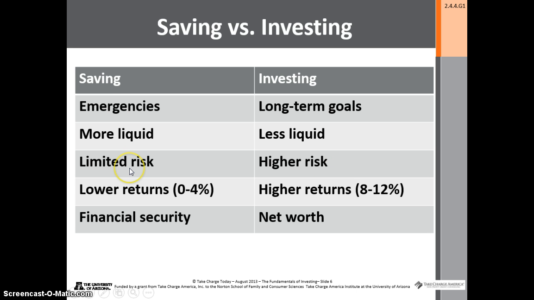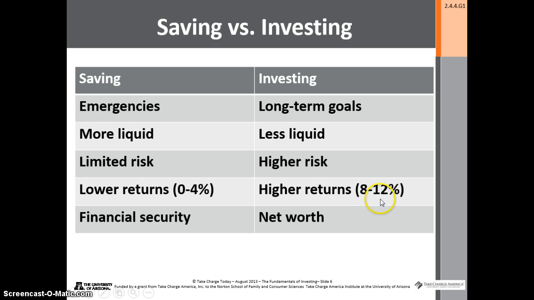There is limited risk in a savings account, your checking, and also the CDs and money markets. All four of them are limited risk. And then the higher risk is investing. We may lose some money when we're investing our money. In savings, we get a lower return, 0 to 4%. In investment, we get 8 to 12% higher returns, in other words, the money that we're going to make. So this is a huge difference.